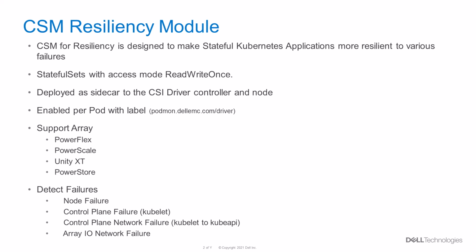When we enable the CSM Resiliency module, it is installed as a sidecar to the CSI driver pods. Once we enable it, we have granular control per pod to enable this module or not. We enable this using a label, and the label name is podmon.dellemc.com/driver, and the value of the label depends on which array we are going to use. In the case of the PowerStore array, the default value will be csi-powerstore.